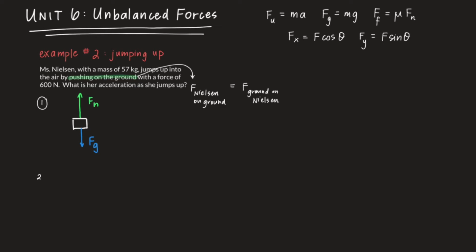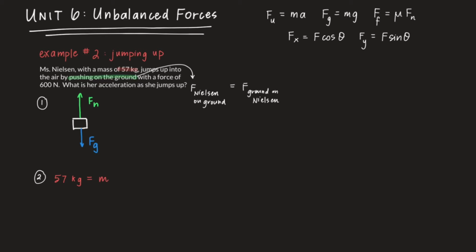Moving on to step 2, writing out the givens. We're only given a couple numbers again in this problem. First thing that we see is that I have a mass of 57 kilograms. So 57 kilograms is equal to m for the mass.